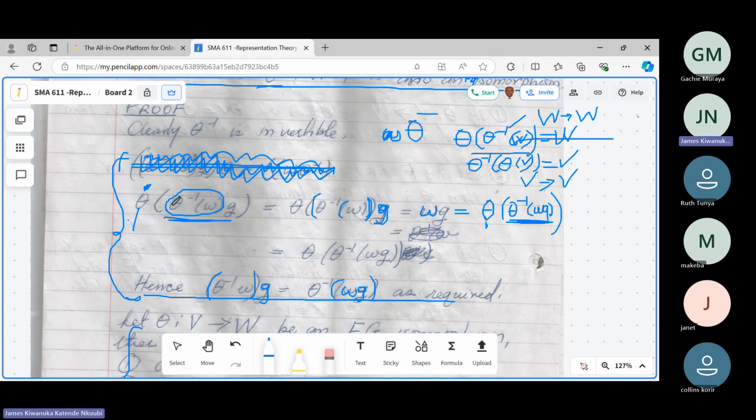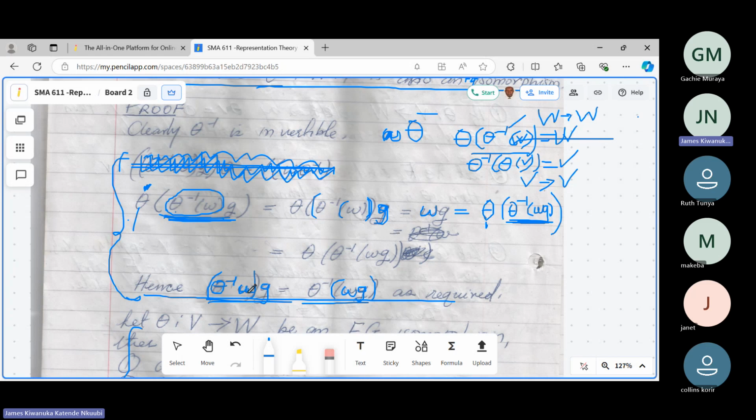So basically, we can make that claim using the fact that theta is an isomorphism, which means it's injective. If it's injective, the only way this can be true is if this is equal to that, and that is what we state here. So this item stated here, theta inverse of W bracket, and then G, that's this term here, has no choice but to be equal to this term here. But now this is what proves that theta inverse is an FG homomorphism.